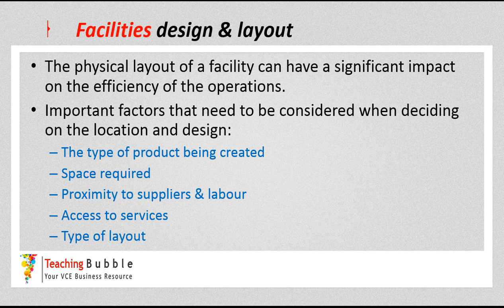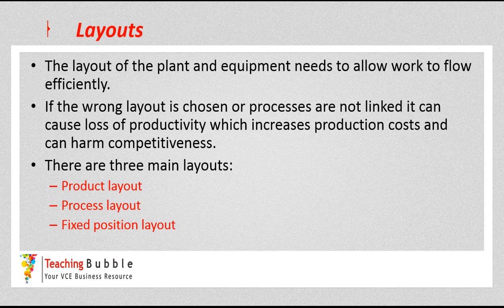Also access to services and infrastructure, and then deciding, when you're looking at design, the type of layout that is best suited to the type of product that you are producing. There's some real common factors that need to be considered when deciding on both the location and the design of a facility. So the main part of this video is looking at the different layouts, and the layout of a plant and the equipment needs to allow work to flow efficiently.